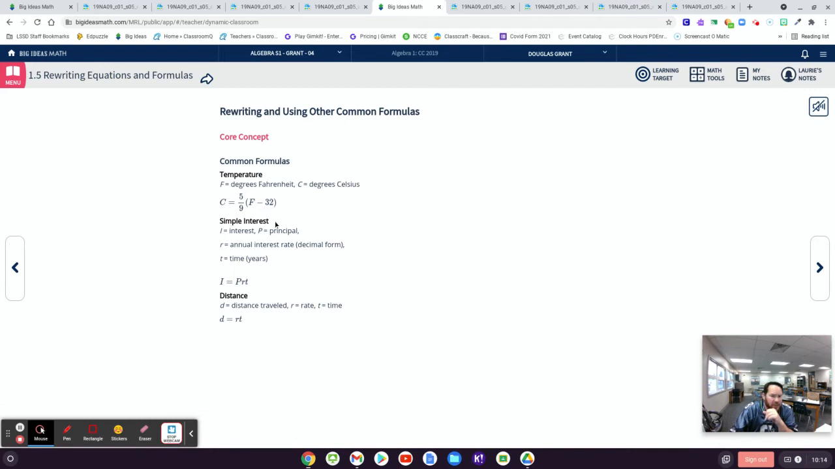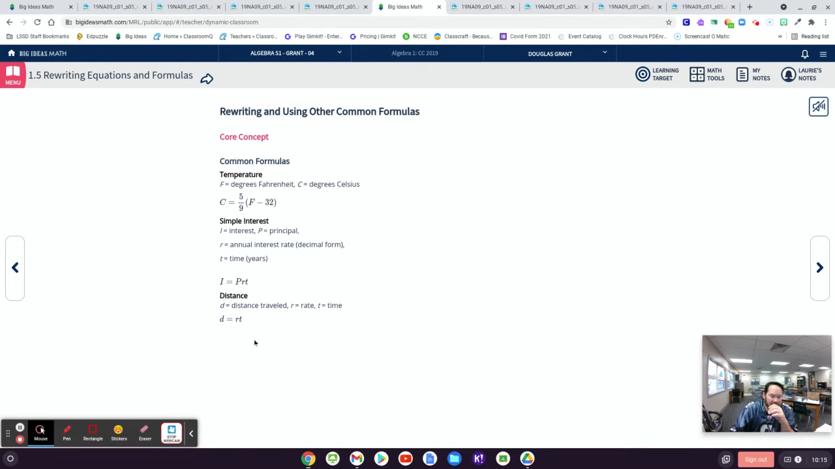And then there's simple interest. So interest: principal is the amount of money you put in. And then there's an interest rate, that's R. And then there's the time that you're leaving the money in, in years. So the interest is equal to the principal times the rate times the time. That's another formula that's commonly used.